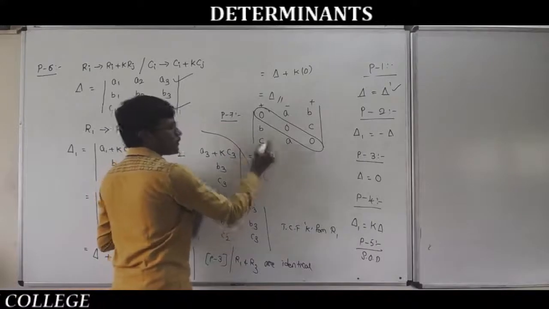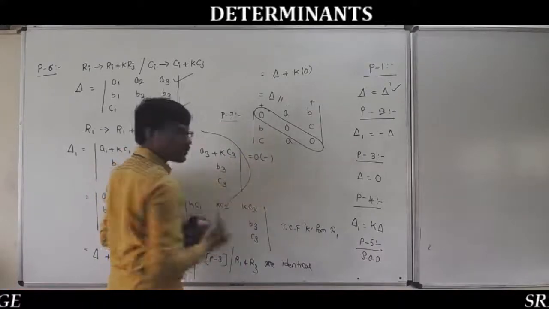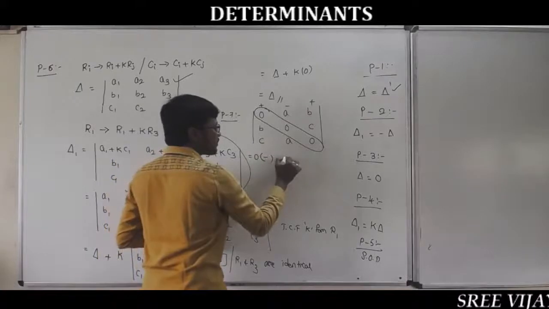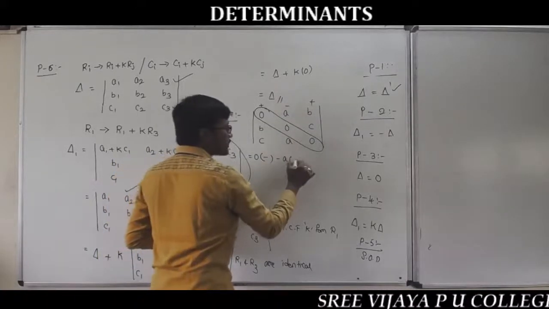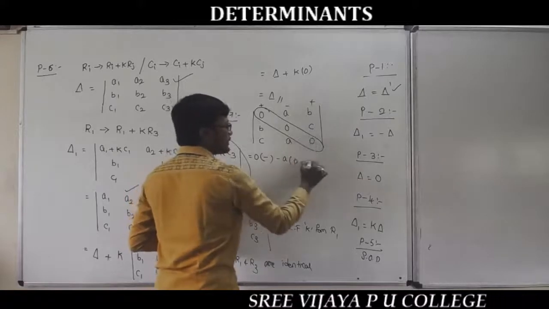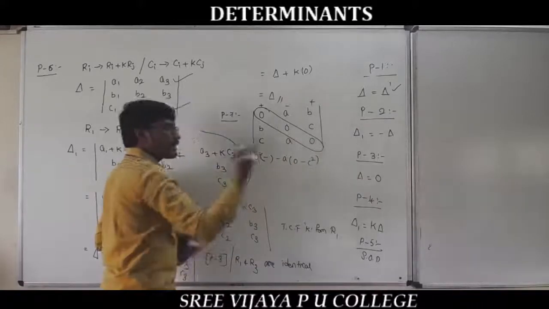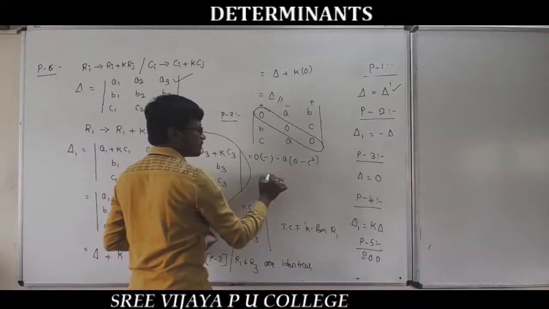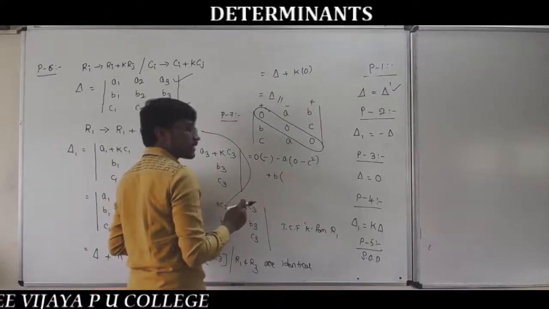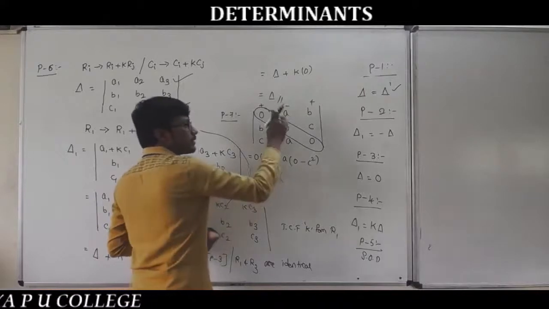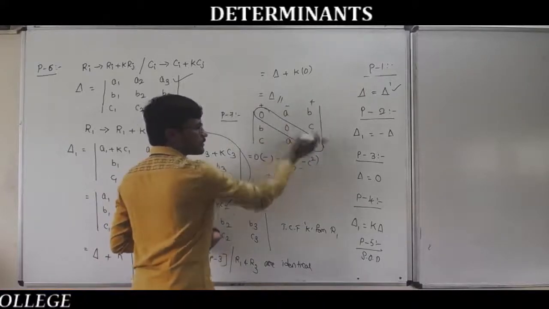So first for 0, you can get anything, it is 0 only. Next for minus A, first row, second column, you can do B into 0, 0, minus C into C is C square. Next, plus B, what do you get? You get the cross values. What are the cross values? You can use that B into 0 minus C into C, you got for the A.